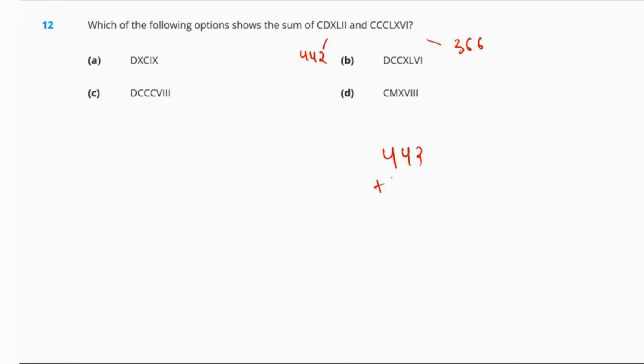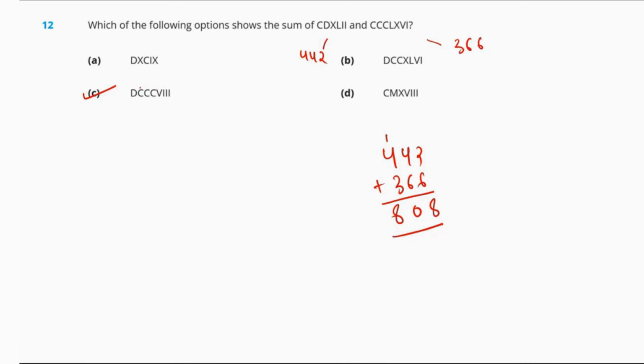So 442 plus 366, what will it give us? 6 plus 2 is 8. 6 plus 4 is 10. So 1 will be carried here. Now 4 plus 1 is 5 and 5 plus 3 is 8. So we need 808 as an answer. Now if we try to check all of these four options, option C is the one which will give us the value 808. How?